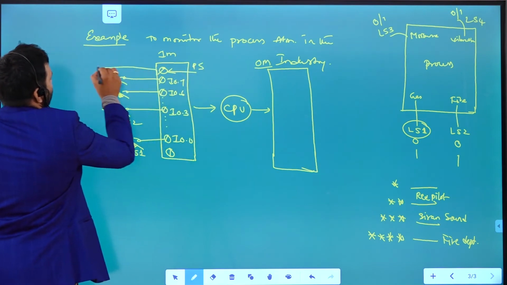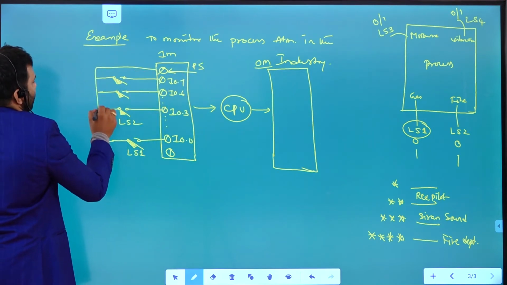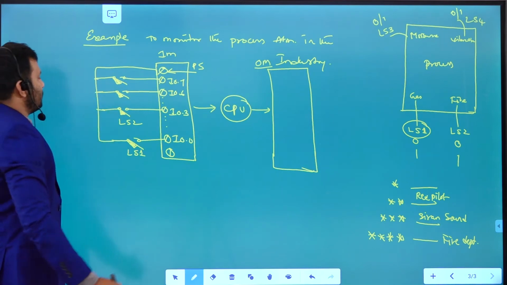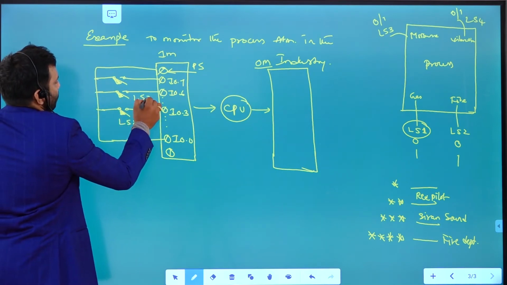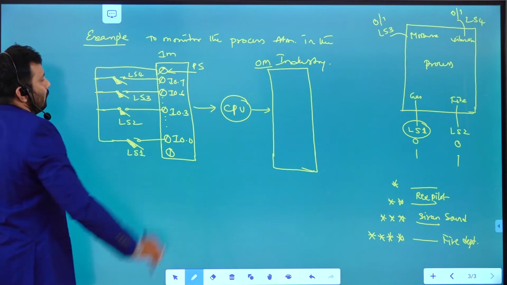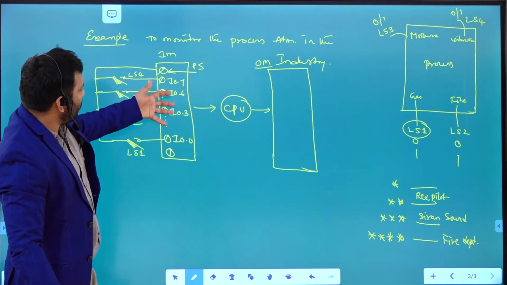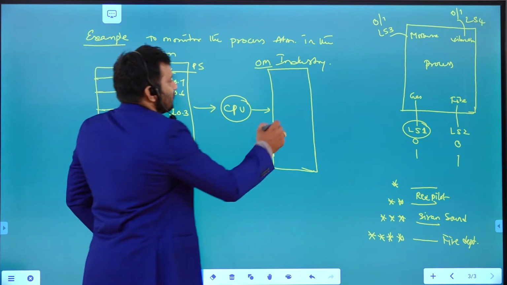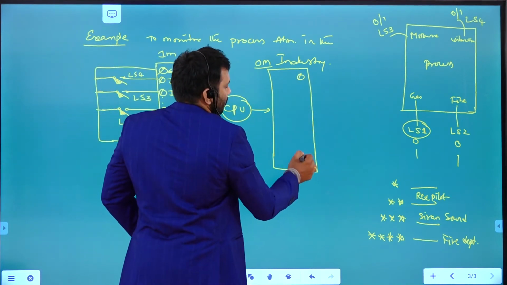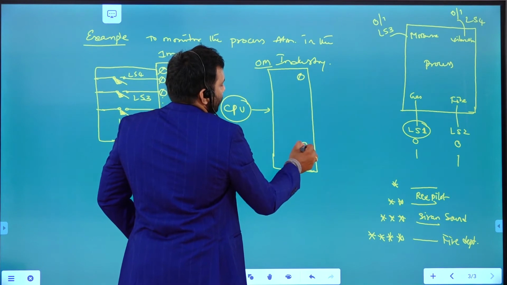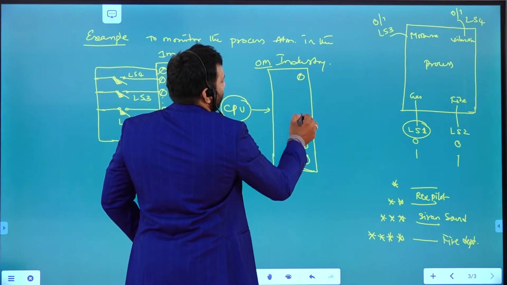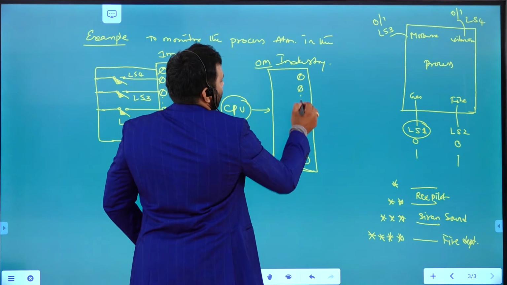Maybe this is the power supply, right? This power supply is going to be connected like this as a line voltage to these sensors, right? So limit switch 3, limit switch 4, right? The 4 switches are going to be connected to the 4 terminals of the input module, right? In the similar way, this is the power supply terminal, this one is the ground terminal, and in between 8 terminals are there, right?